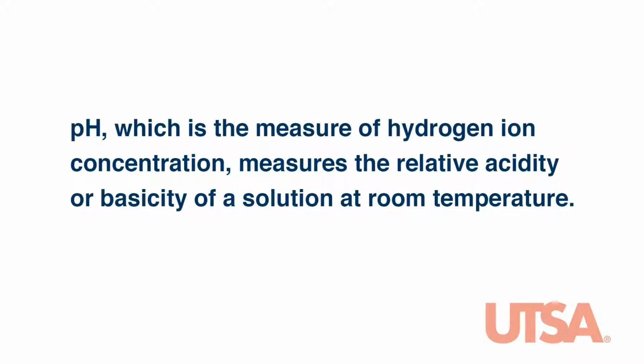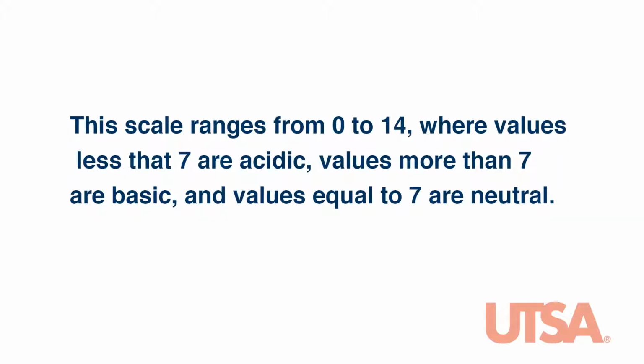pH, which is the measure of hydrogen ion concentrations, measures the relative acidity or basicity of a solution at room temperature. The scale ranges from 0 to 14, where values less than 7 are acidic, values more than 7 are basic, and values equal to 7 are neutral.